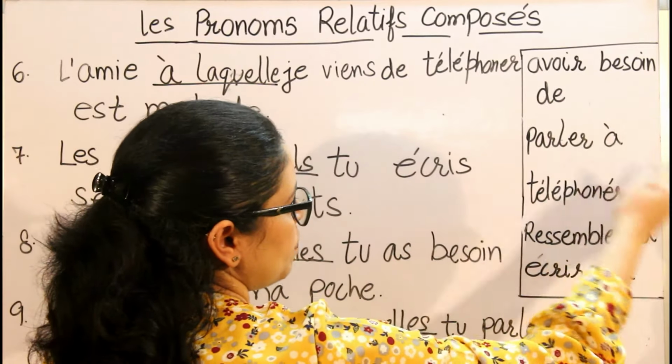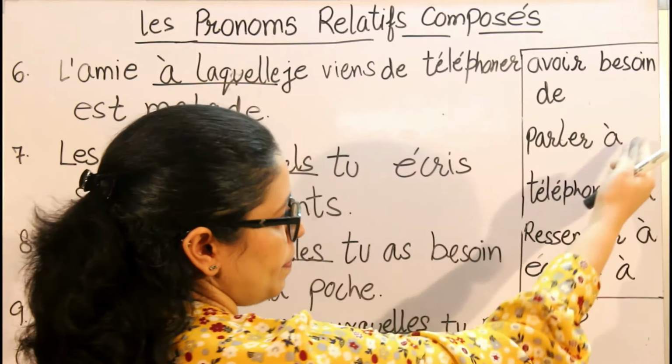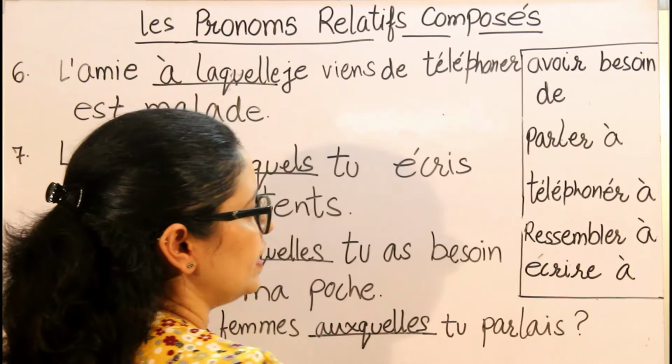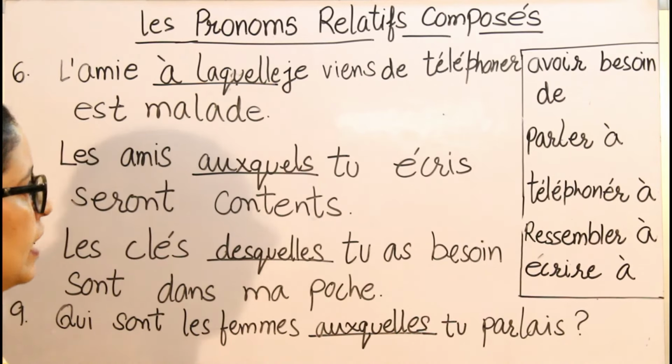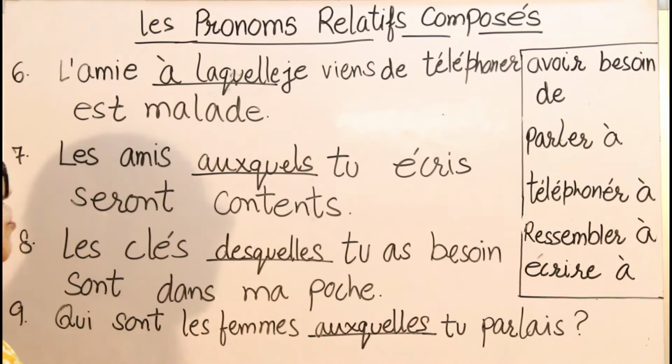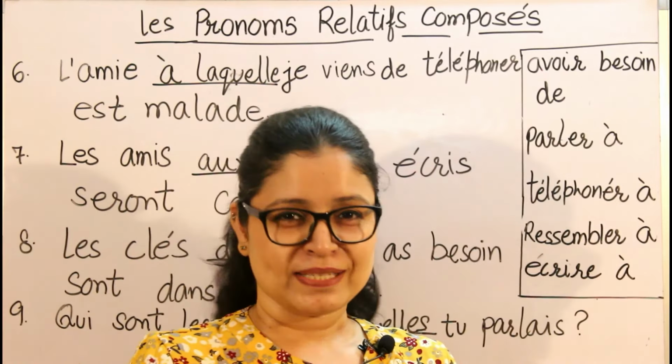Avoir besoin de, parler or téléphoner. These are a few verbs which you will commonly find written with prepositions. Parler à quelqu'un, téléphoner à quelqu'un, or ressembler à, or écrire à. So this was all about les pronoms relatifs composés. If you need to ask anything more about it, do ask me. Thank you.